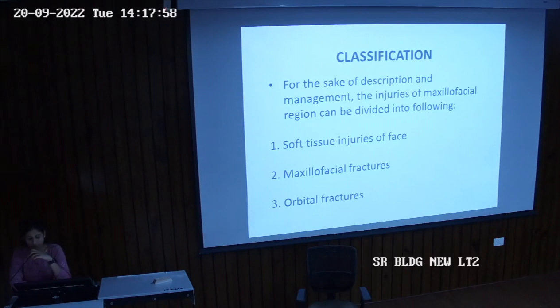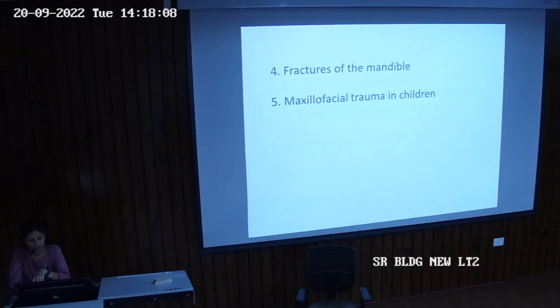Maxillofacial trauma as such is divided into soft tissue injuries on the face, like lacerations and abrasions, and maxillofacial fractures, orbital fractures, and fractures of the mandible. Maxillofacial trauma in children is a separate topic which we will cover later, because these bones are more malleable and don't get fractured as such.